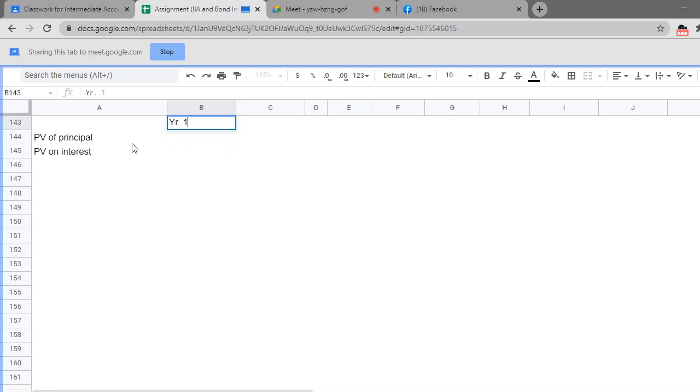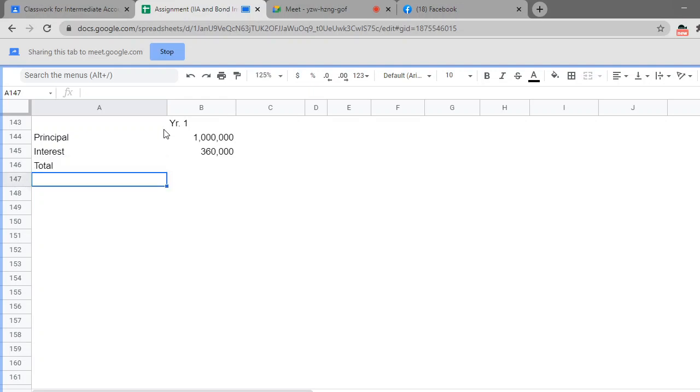Year 1, you have principal payment of 1 million. Tama? So, every year, makadawat tayo ng 1 million as payment of principal and an interest of 3 million times, pila daw to? 12%. Yan. So, you have a total receipt of 1.36 million for year 1.